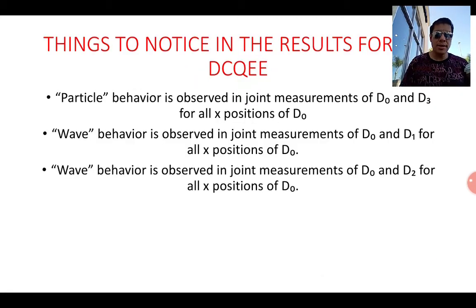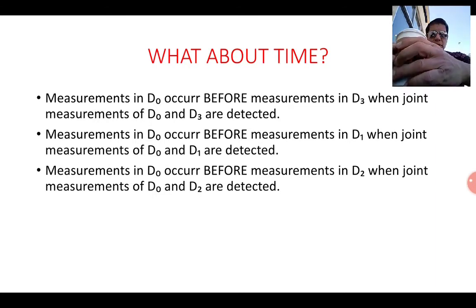So let me go back to time here. Measurements in D0 occur before measurements in D3 when joint measurements of D0 and D3 are detected, right? So they don't occur at the same time because the paths are different. Measurements in D0 occur before measurements in D1 when joint measurements of D0 and D1 are detected. And also measurements of D0 occur before measurements of D2 when joint measurements of D0 and D2 are detected, right? Okay.